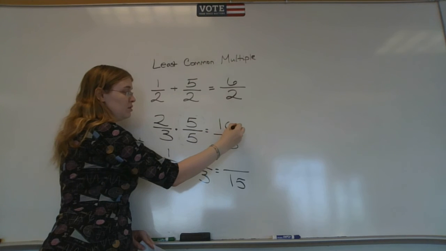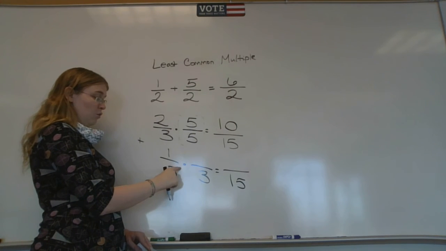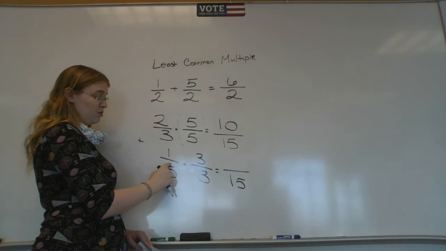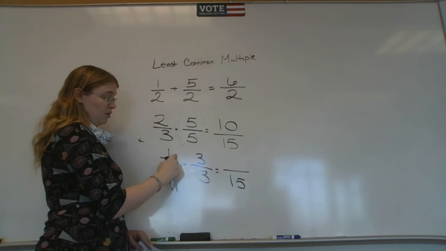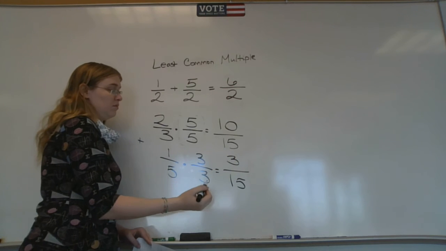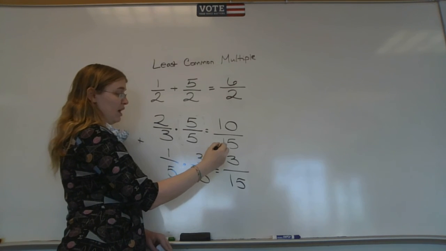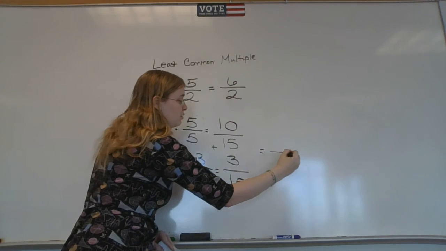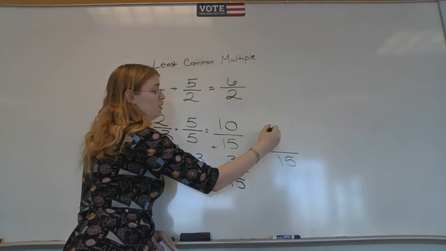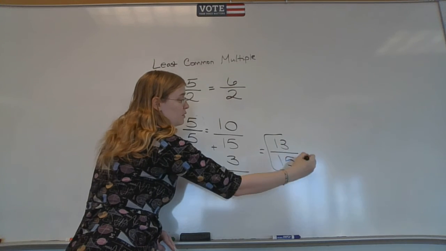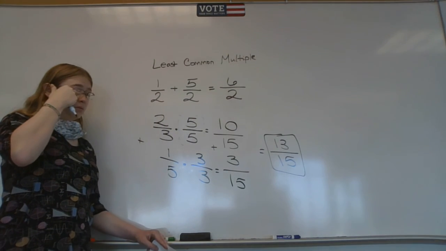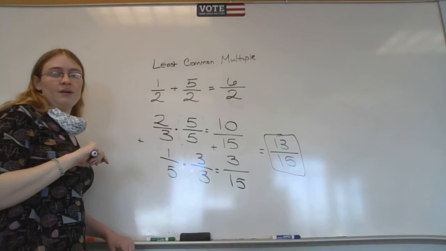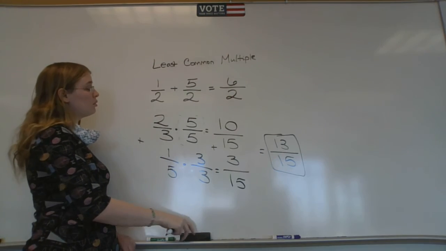2 times 5 is 10. Right here, 1/5 times 3/3 is the same as 1/5 times 1. So 1 times 3 is 3. And now we add 10/15 plus 3/15 is 13/15. Okay. All right. One more.